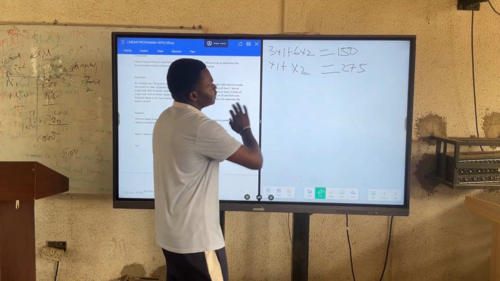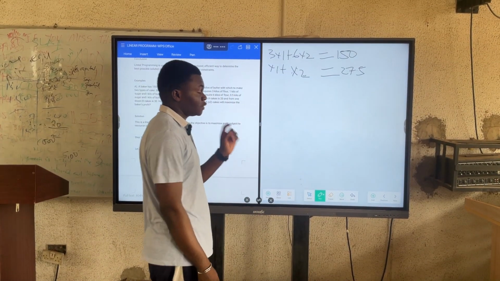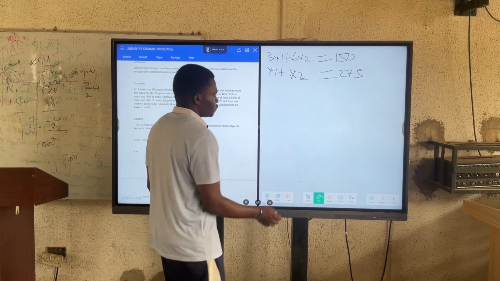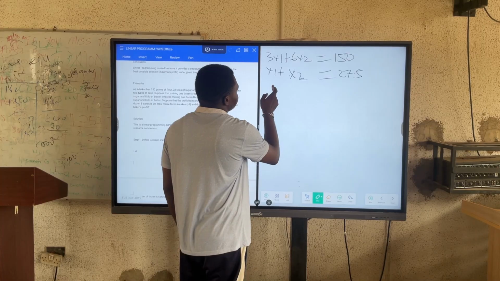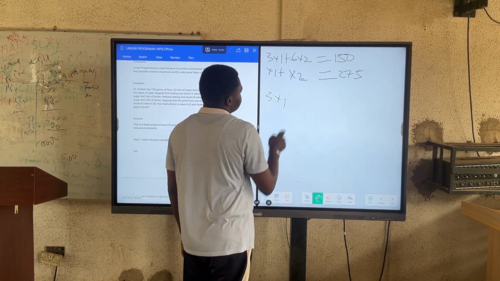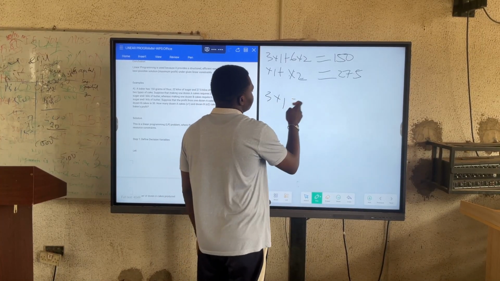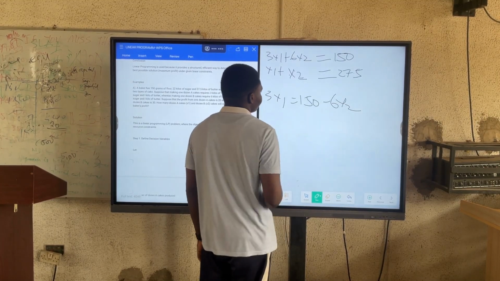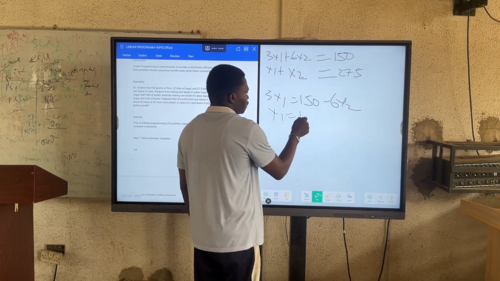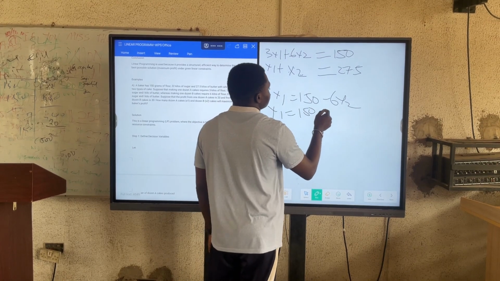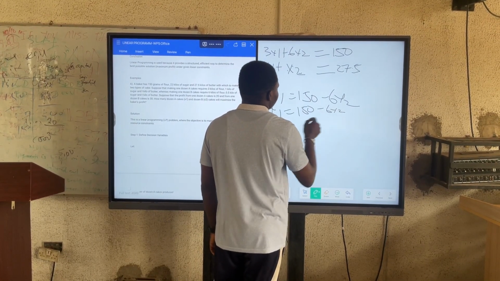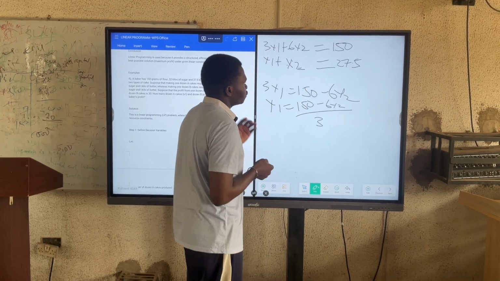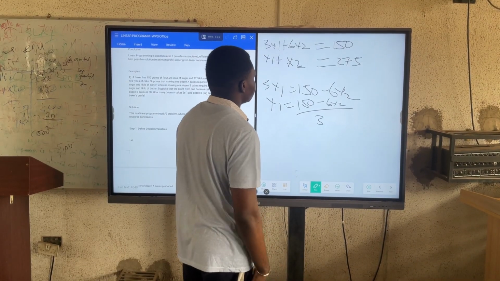So since I've used equation 3 as the subject of the formula before, I won't use it again here. I'm going to use the first one. So this is what I'm going to do. I've made this one the subject of the formula. 3x1 equals 150 minus 6x2, so x1 is 150 minus 6x2 over 3. So now I'm going to substitute this into the equation.